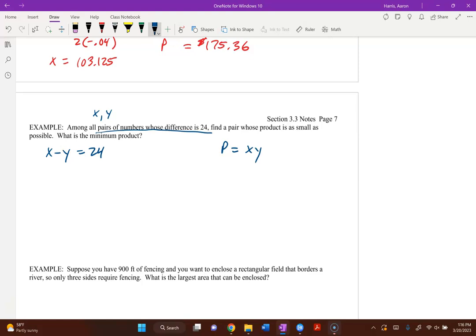Does that make sense? What I'm going to do is I'm going to take this first one, I'm going to solve for y. Let's solve for x, I'm sorry. Let me add y. So I have x equals y plus 24. And then I'm going to go ahead and substitute that in. Now y plus 24 is equal to x. So I'm going to plug it in right there.